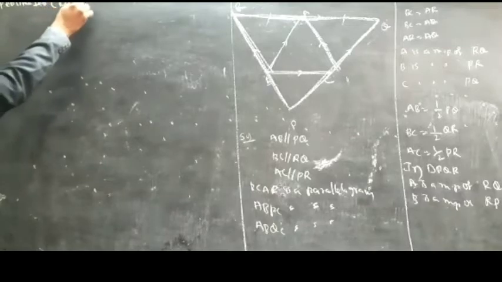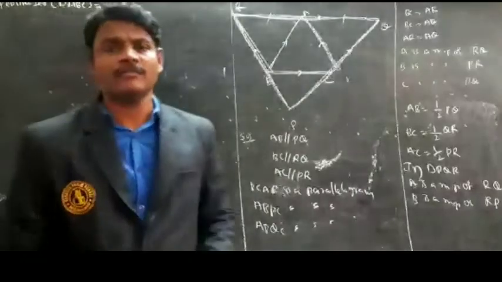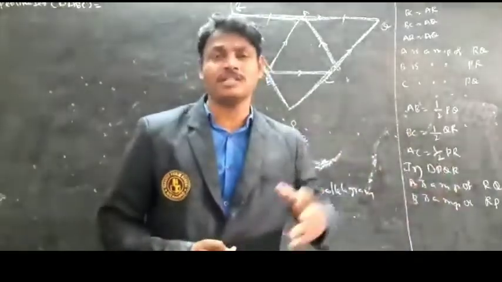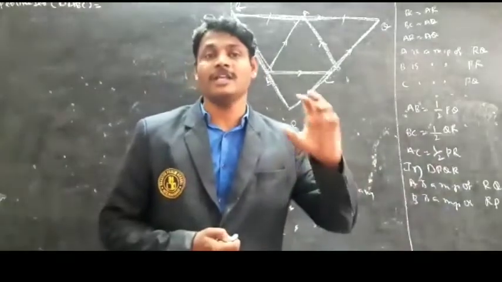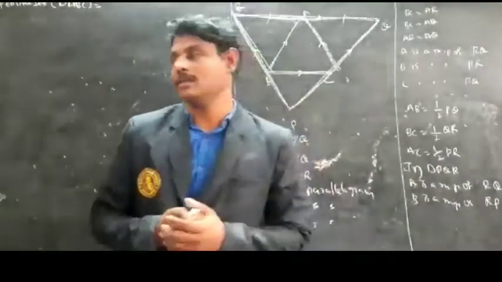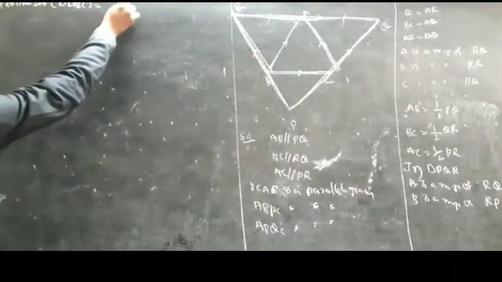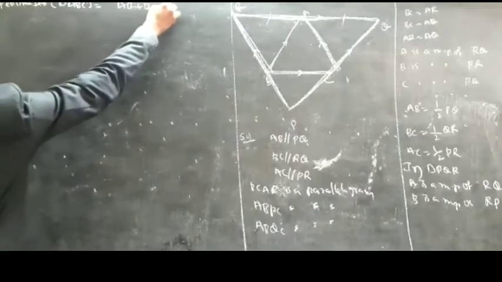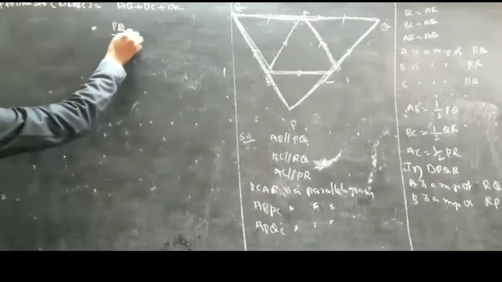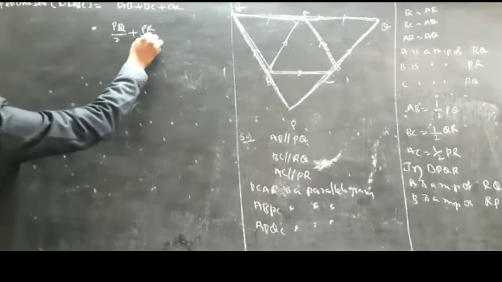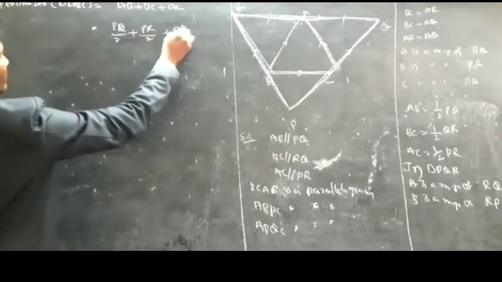Now I need the perimeter of triangle ABC. What is the meaning of perimeter? Perimeter is nothing but the sum of the lengths of all sides of a triangle. So the perimeter of triangle ABC, what can we write? AB plus BC plus AC. We already know that AB is half of PQ, and also half of PR and also half of RQ.